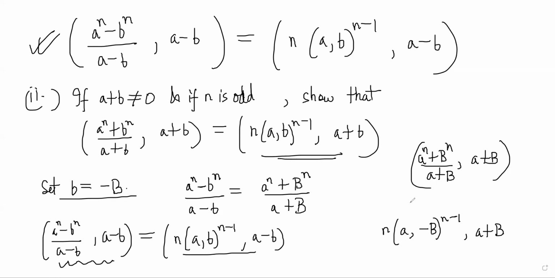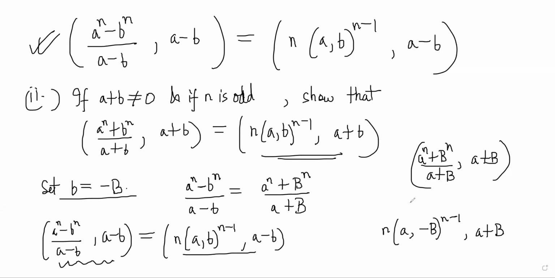So we'll be able to prove this also. So from the first statement, if you put small b as minus capital B, you will be able to prove the second statement. It is a direct proof. You just have to set it in the first identity and you'll get it. So that should be clear.